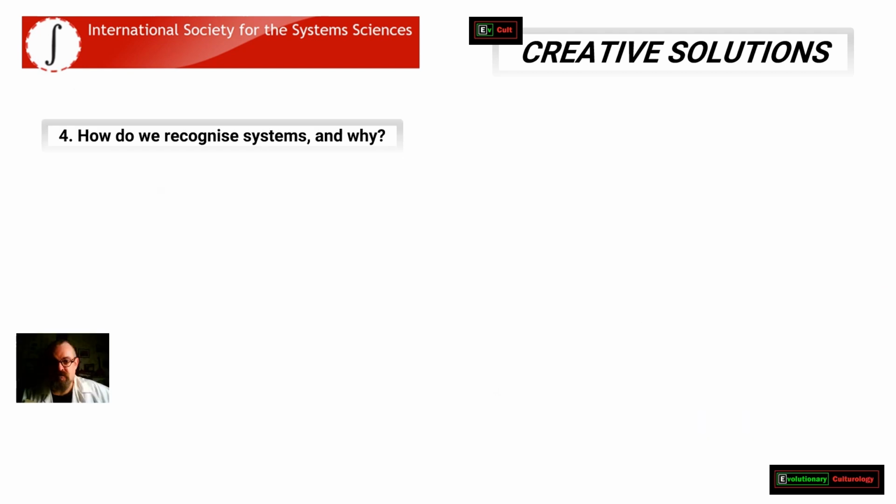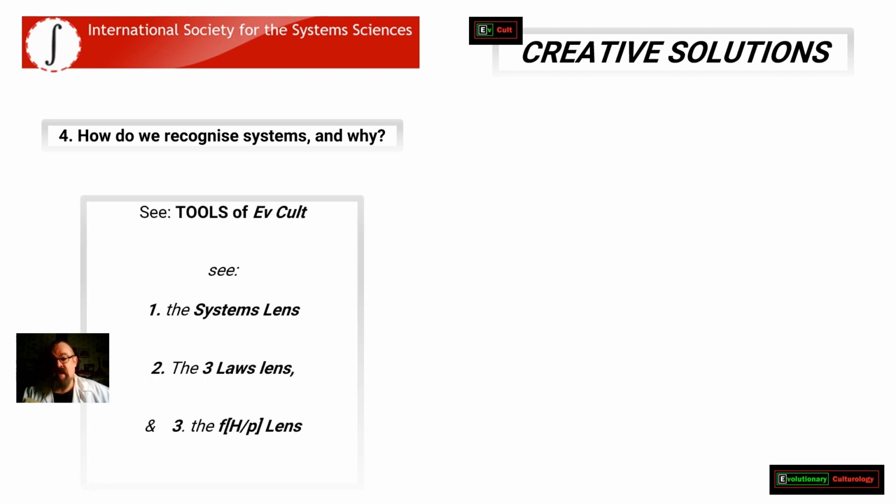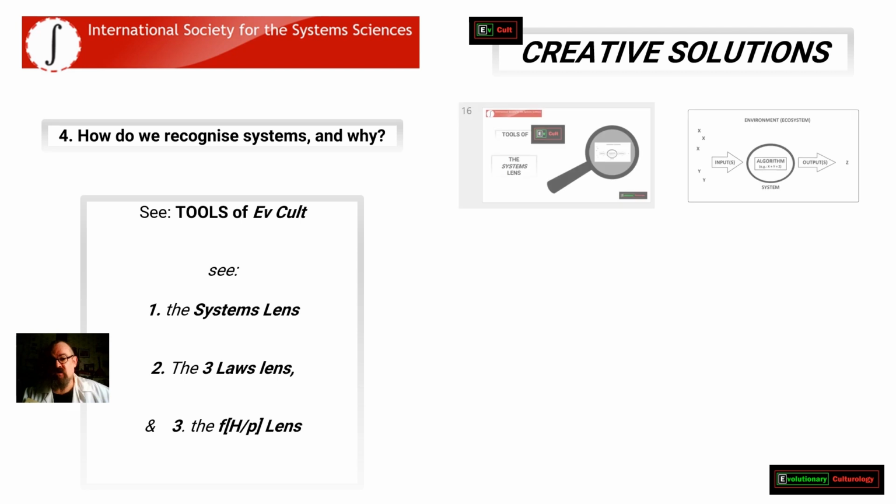Next. How do we recognize systems and why? Take a look at the tools of Ev Cult. You've got the systems lens, where you can go around looking for things that have those 5 key elements of a system: inputs, outputs, boundary, algorithm or processor inside, and a larger environment or ecosystem on the outside.